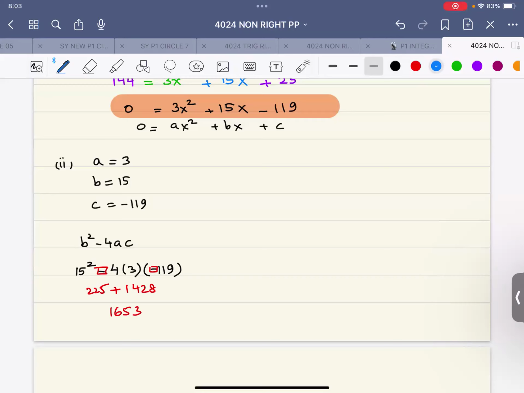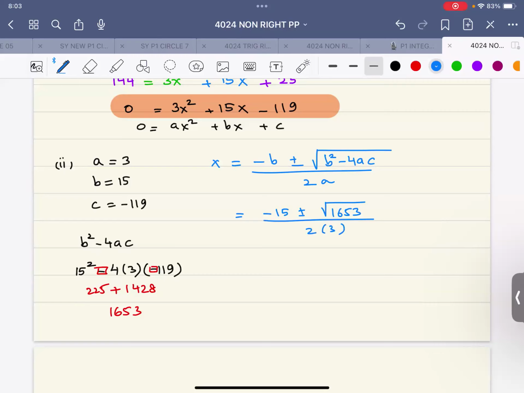And let me write the formula. x equals minus b plus or minus the square root of b squared minus 4ac, divided by 2 times a. So therefore, this is minus 15 plus or minus the square root of 1653, divided by 2 times 3. This is minus 15 plus or minus. Let's take the square root, that is 40.66.